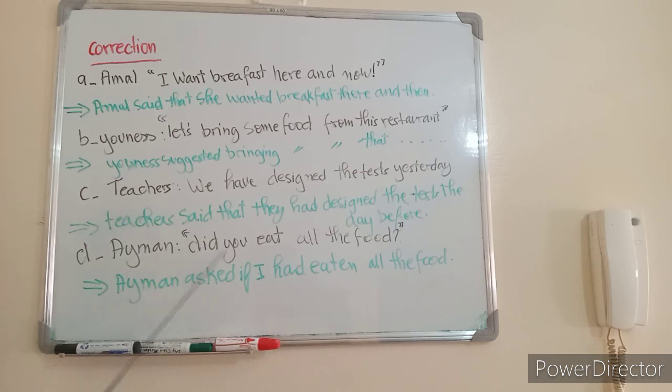So the last sentence, Ayman, did you eat all the food? So this is a question. Did you eat all the food? So here Ayman asked if I had eaten all the food. Look here, I put Ayman asked if. So when we have question, we put if I had eaten. So I changed this sentence into a positive sentence. يعني سنغير هذه الجملة إلى جملة عادية. Did you eat؟ هنا الجملة في الماضي. So this is in the past simple. So I changed the sentence into a positive sentence. So if I had eaten, so when we have past simple became past perfect. If I had eaten all the food.